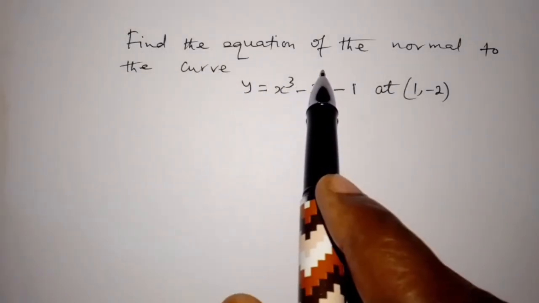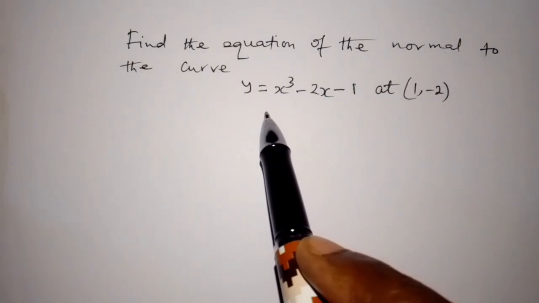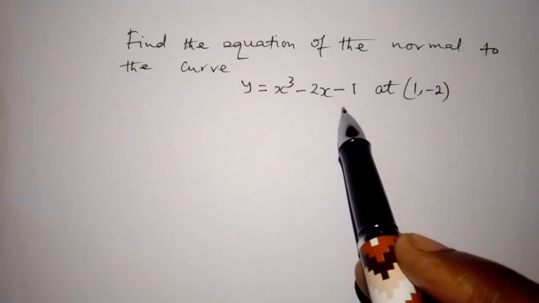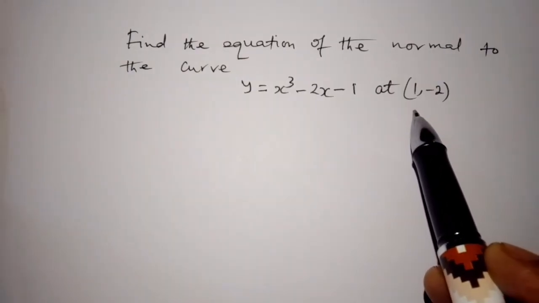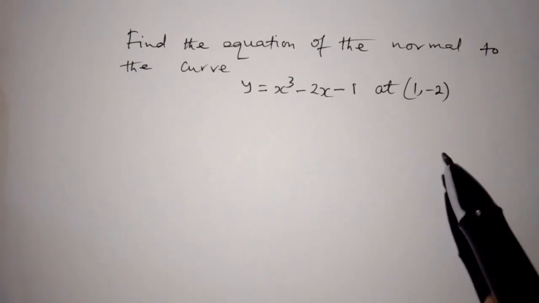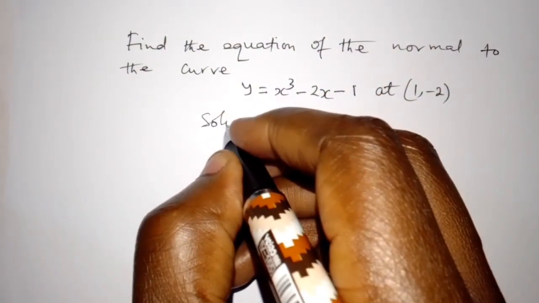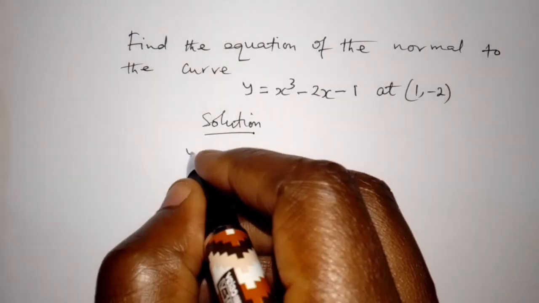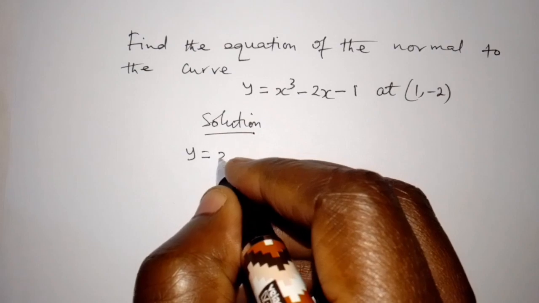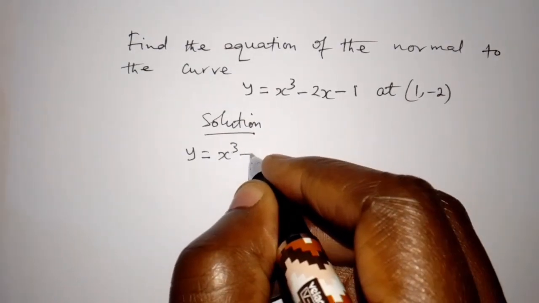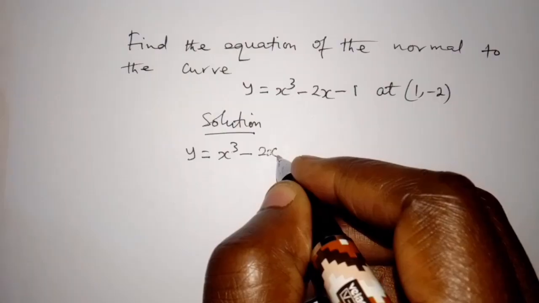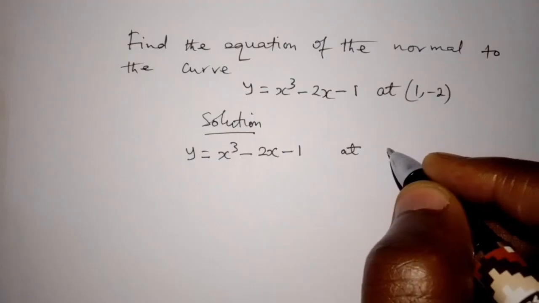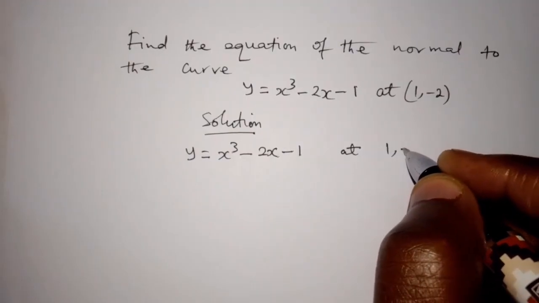Find the equation of the normal to the curve y is equal to x power 3 minus 2x minus 1 at point 1, negative 2. We are given y is equal to x power 3 minus 2x minus 1 at point 1, negative 2.